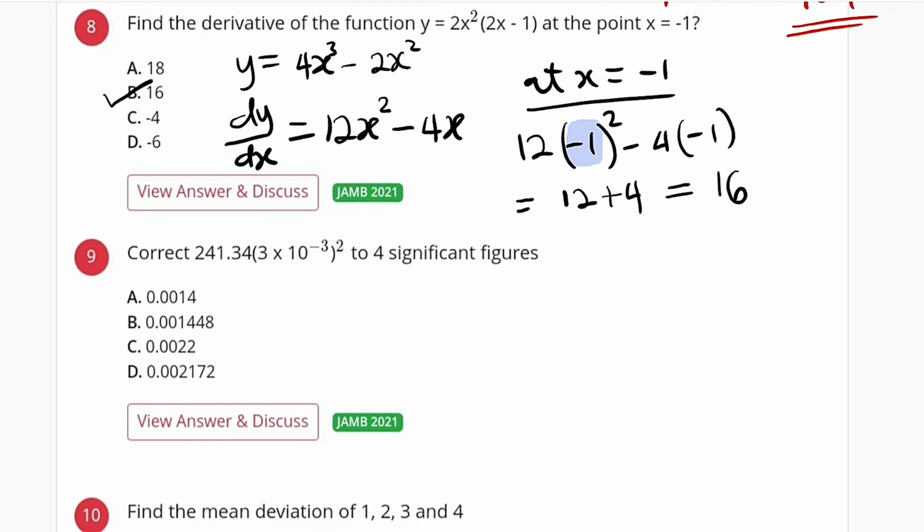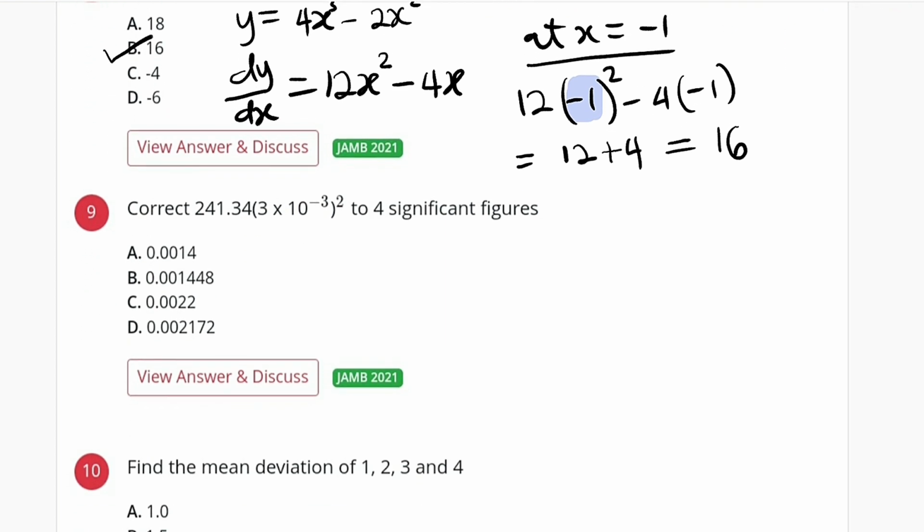Number 9. This is something you can just use your calculator to simplify. We are asked to correct this to 4 significant figures. Let us first of all simplify the bracket. 3 multiplied by 10 to the power of -3 is the same thing as 3 divided by 1000. Then you square that. Then whatever you have, you multiply by 241.34. So let me use my calculator to do that directly.